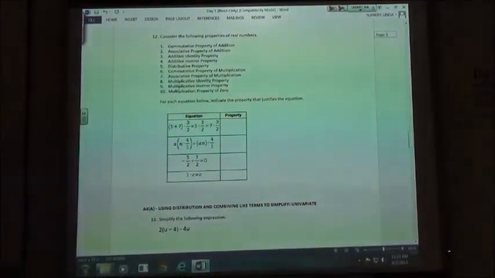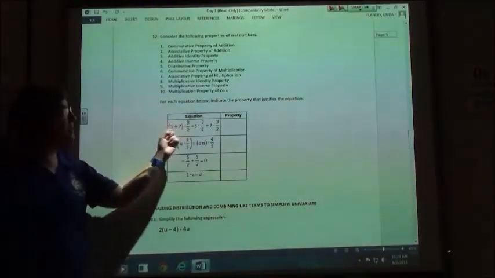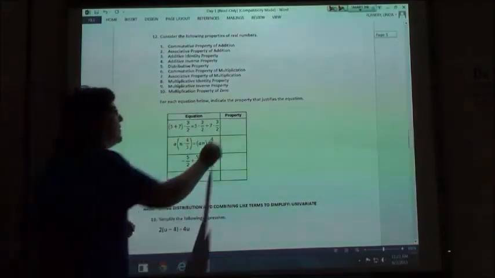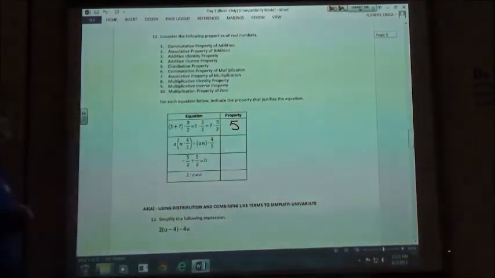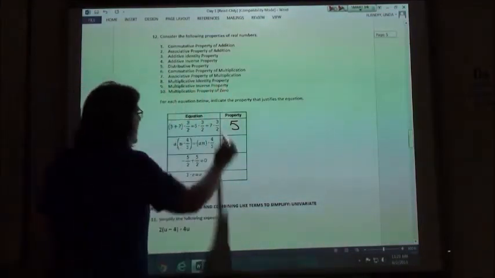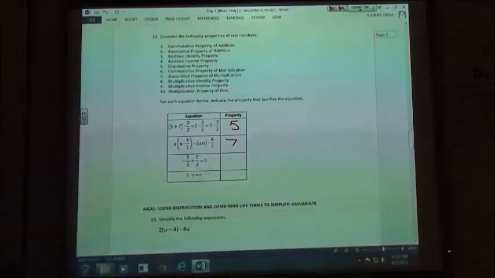So number 12 there. The first one would be what property? Distributive. They took the 3/2 times both the 5 and times the 7. Got rid of their parentheses. So number 5. The next one would be associative property of multiplication, which is number 7. They just move the parentheses on that one.